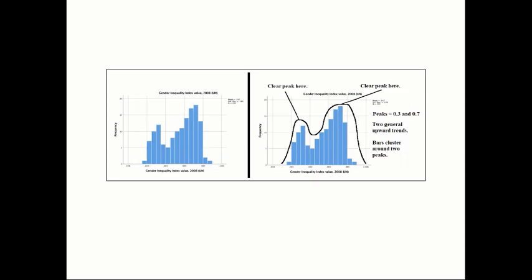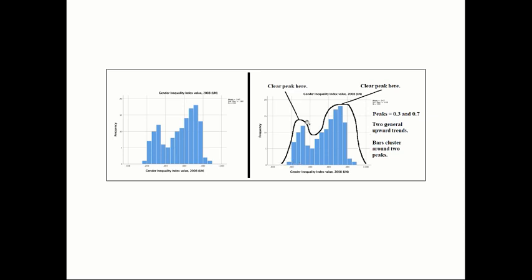Here is a histogram of the UN's Gender Inequality Index for countries around the world. I drew an outline on top of it. From this outline, I can see that there are two clear peaks, one around 0.3, which I had to figure out on my own once again, because 0.3 isn't on the x-axis here, so I guessed that it's between 0.4 and 0.2, so it's around 0.3. So there's one clear peak around 0.3, and then one around 0.7.